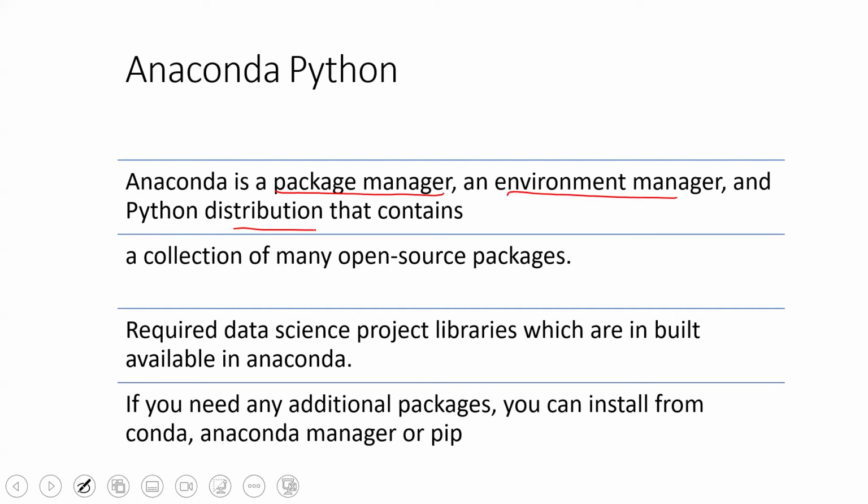One beautiful thing in Anaconda is the required libraries. Yesterday we discussed examples like TensorFlow and PyTorch, Beautiful Soup for Twitter data, NLP, and some LLM models. All the required libraries are available by default in Anaconda. You just need to install them. For any additional package, you can install from Anaconda Manager or pip. How to install, we will discuss one by one.